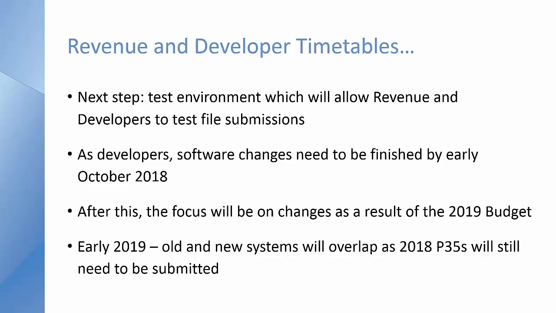As developers, we have to ensure that the APIs and file creation routines are finished by early October 2018, in time for the 2019 budget changes, which will be announced in October 2018. We will need most of October and November 2018 to program and test the budget changes, so release date for the 2019 software should be early to mid 2018.